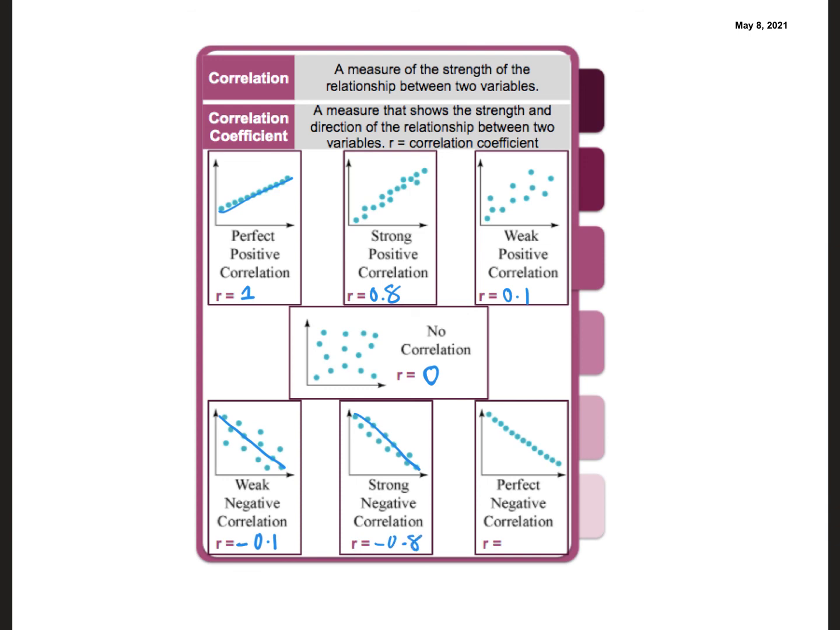And then your last one, your perfect negative correlation, they basically form a line, they're going in a negative direction, you'll have -1. All of your correlation coefficients should be between 1 and -1. The closer to 1 they are, the stronger it is a positive correlation. The closer to -1, the stronger it is a negative correlation.